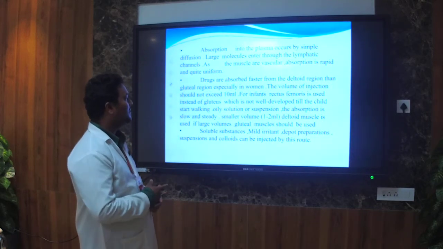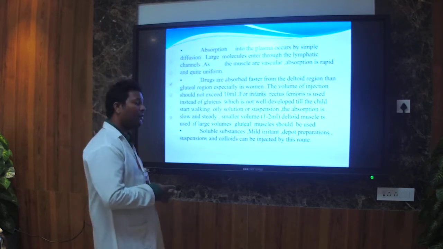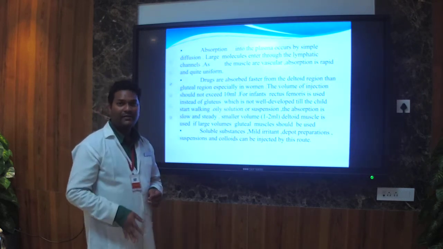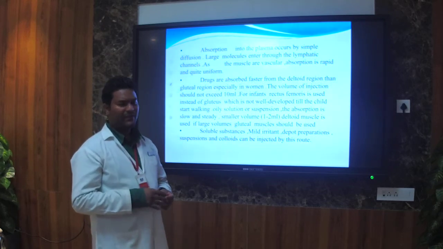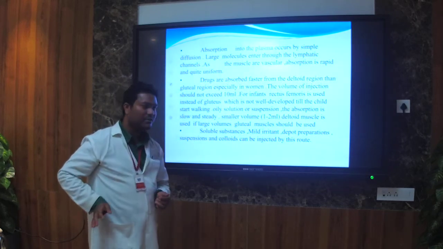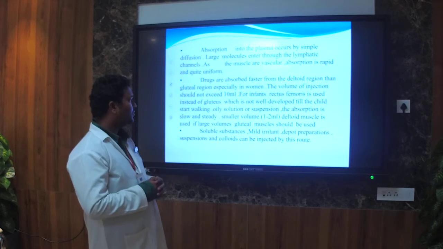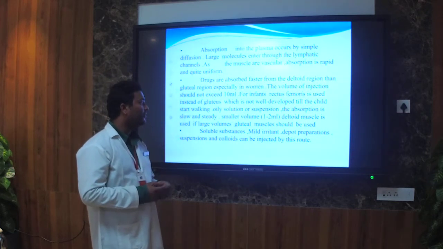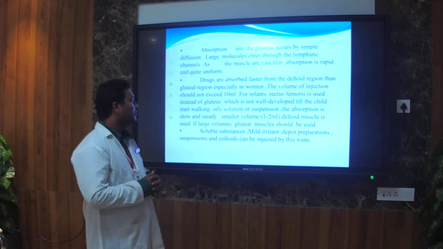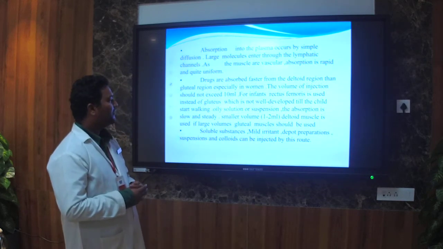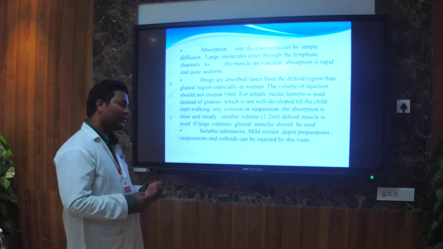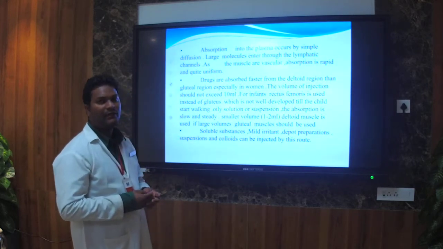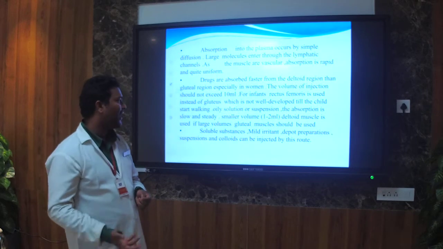For infants, the rectus femoris is used instead of the gluteal muscle. So the rectus femoris is in the thigh, the anterior aspect of the thigh. Instead of using the gluteal muscle, we use the thigh for the infant, because the gluteal muscle is not well developed since the child has not yet started walking. That is the common example of why children are given injections on the thighs.